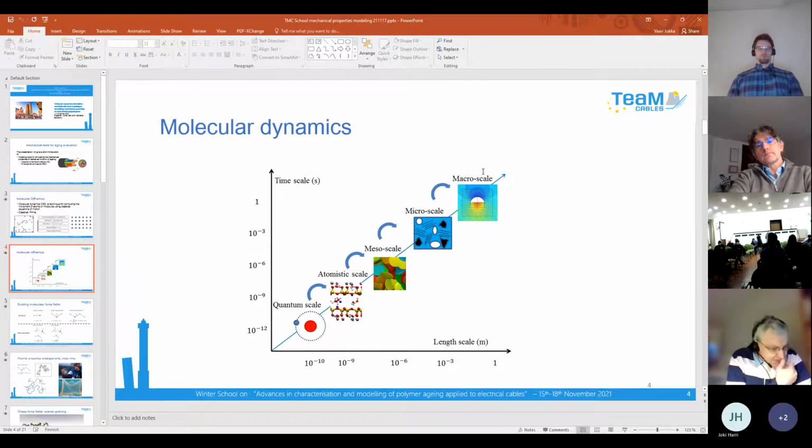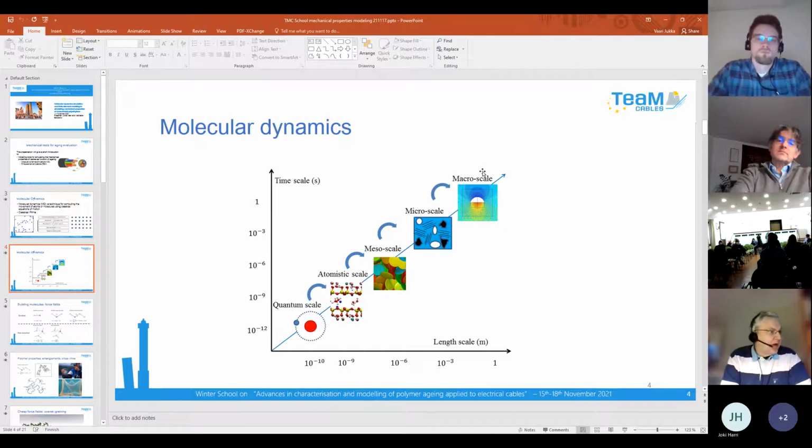Okay, it's quite important to understand where we are sitting now, both in terms of physical length scales and physical time scales. And here are basically all the scales of materials modeling, if you will. In the next talk, Guido will remain in the quantum scale. In this presentation with molecular dynamics, we are in what this picture calls the atomistic scale.